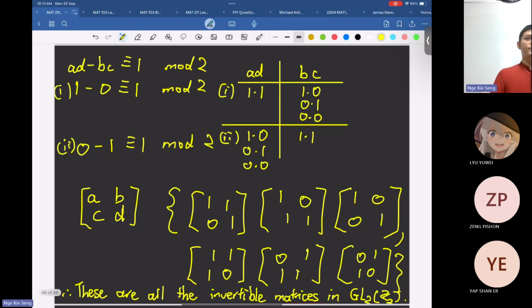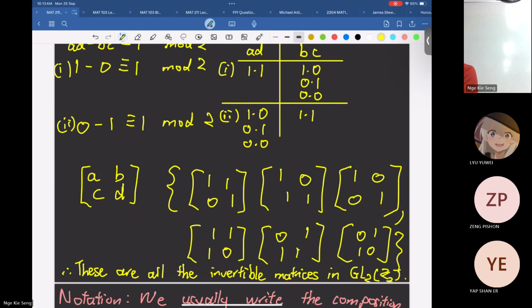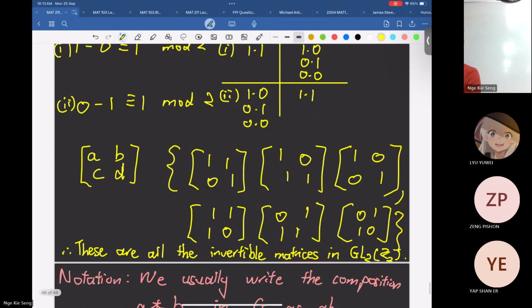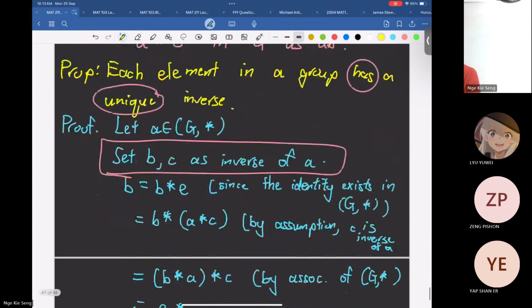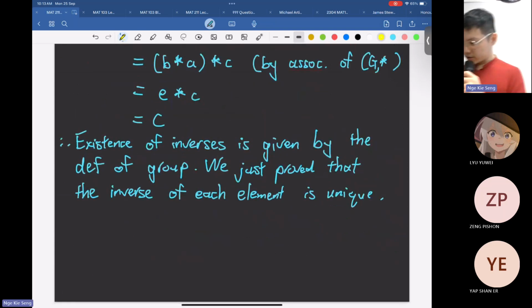Any question about this proof or not? We are trying to exhaust all the possibilities. So the binary operation is multiplication, matrix multiplication. Yes. This is why we are obsessed with proofs. We need to check whether something is right or wrong. Any question? No. Okay, let's continue.